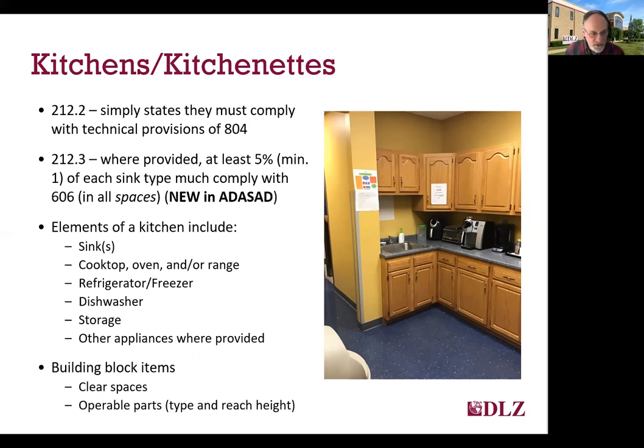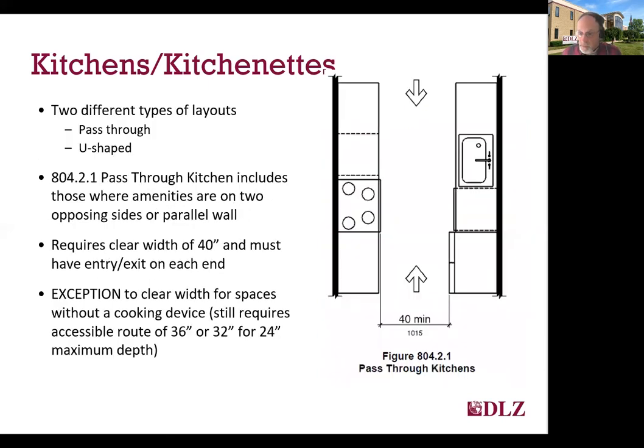So in the photograph here, you can see we have a little kitchenette in a hallway that's just a little nook, and it has a sink. Well, that sink is in a unique space and would need to be compliant, and I'll explain in just a minute how often they are not. Within the kitchen or kitchenette, the elements that are often present and regulated include things like sinks and cooking devices and appliances and storage devices. All the building block items that we've talked about numerous times in previous presentations are going to apply, including things like clear spaces and the types and height of operable parts.